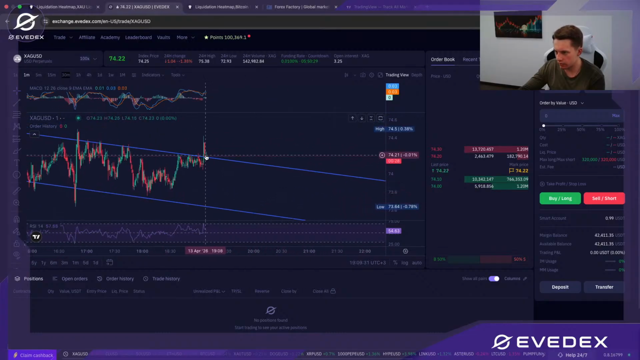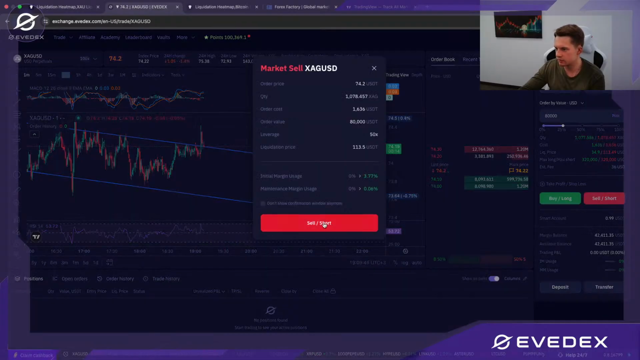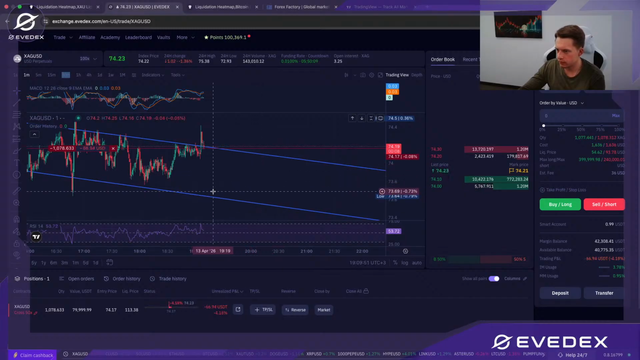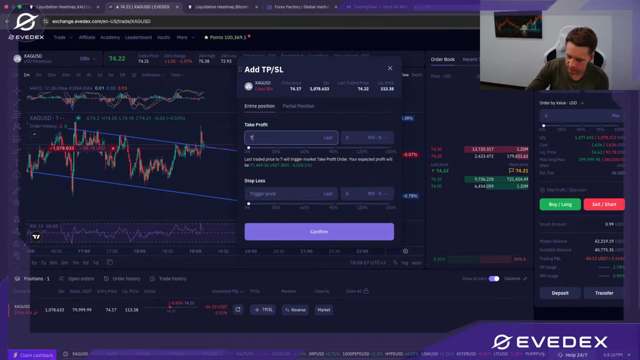So now we can realistically expect a reversal from that resistance level down to the support level. If we were to open that now, you can see we have peaked here, which would have been a good place to put our short position for a take profit of around 73.67.